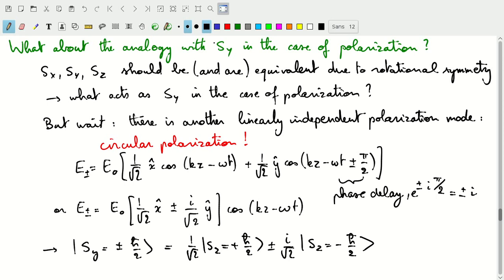However, there is of course another independent polarization mode, and that is circular polarization. Now, what is circular polarization? It's where there is a combination of x and y linear polarizations, but the y component is lagging behind the x component by plus or minus 90 degrees. Okay, so that is circular polarization.